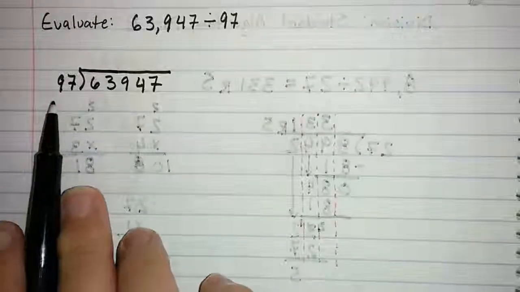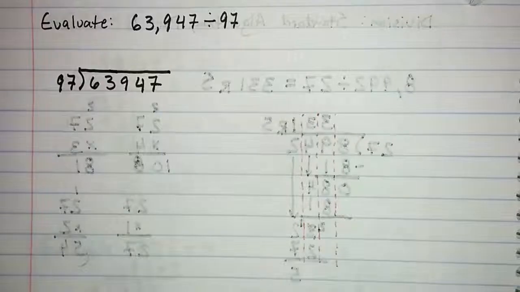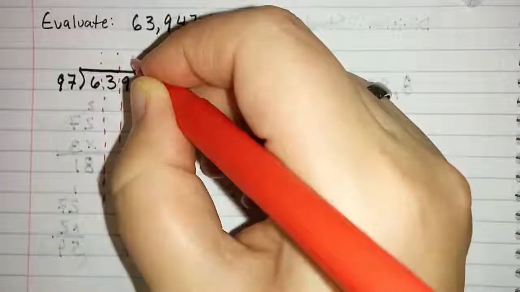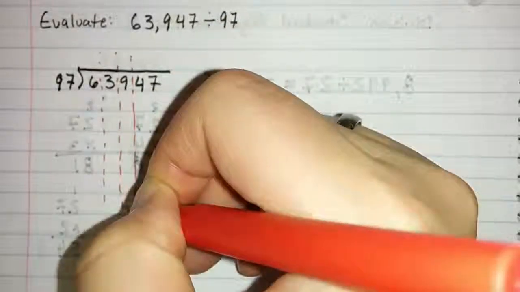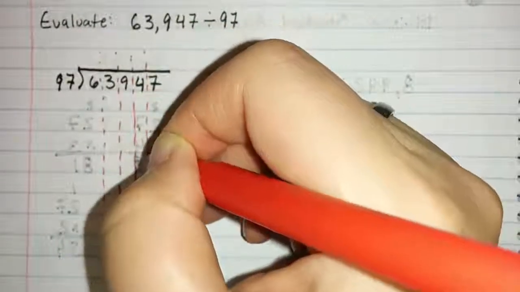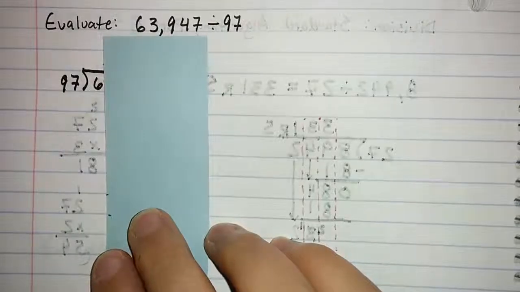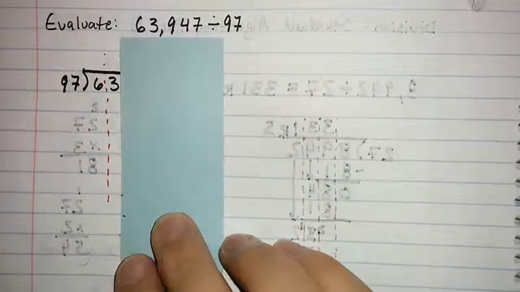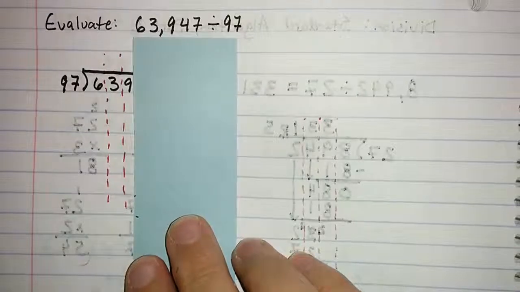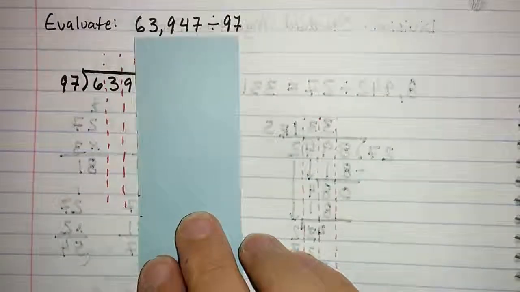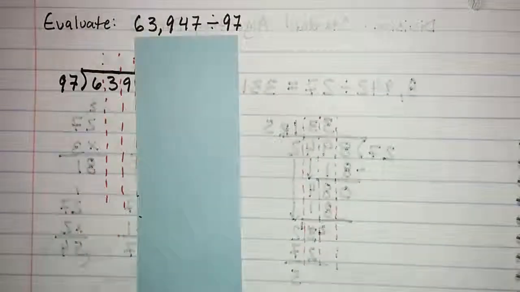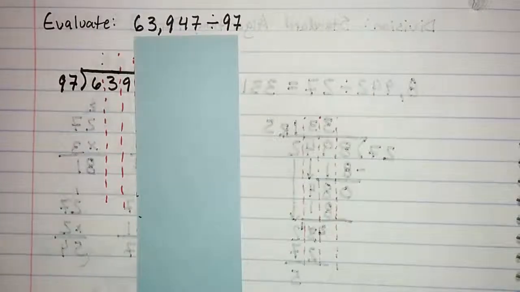So we want to divide 97 into 63,947. Tracking my place value is important, so I'm going to mark in my columns. Does 97 go into 6? No. Does it go into 63? No. Does it go into 639? Yeah, at least once. 639 is more than 97.